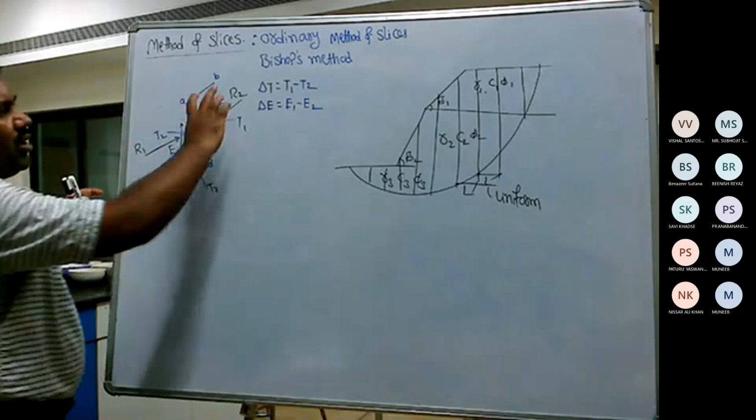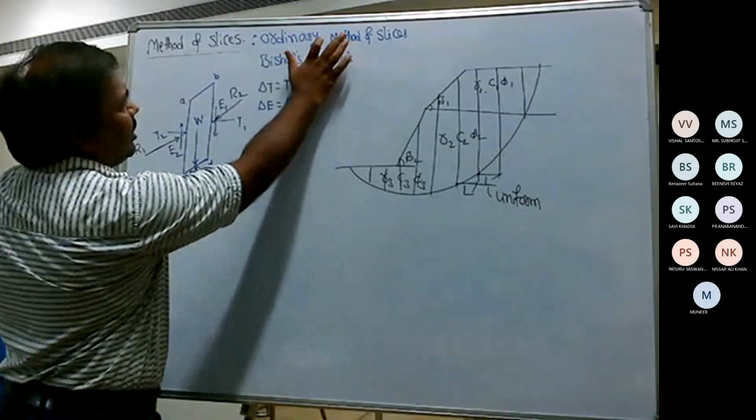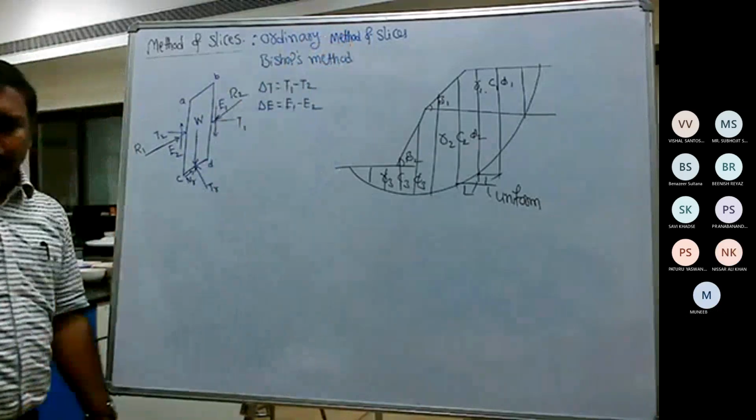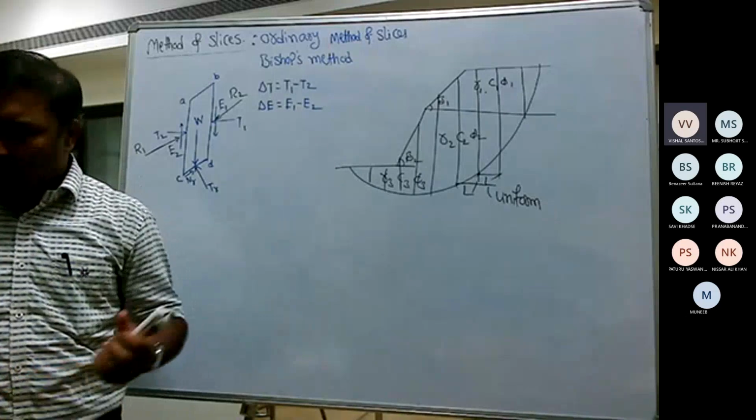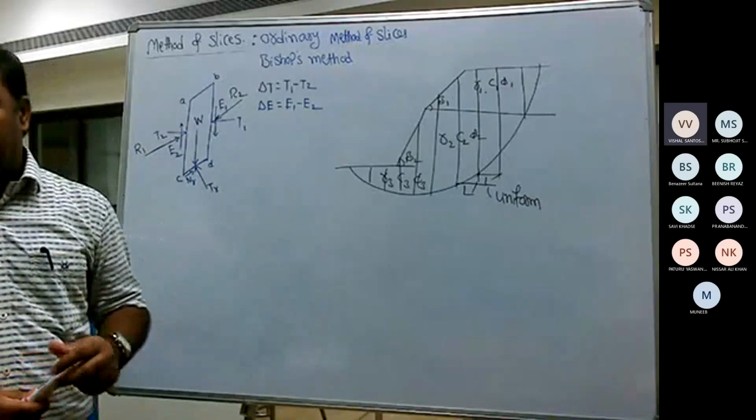Are we able to understand the difference between the ordinary method and Bishop's method? Sir, please repeat about the Bishop method.